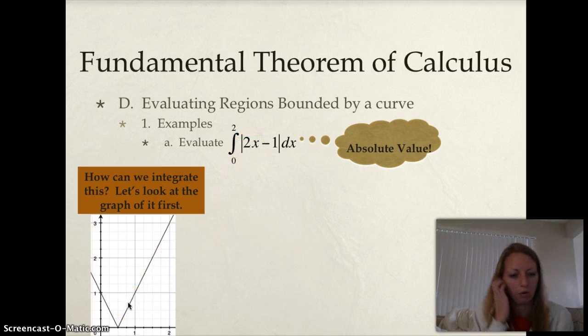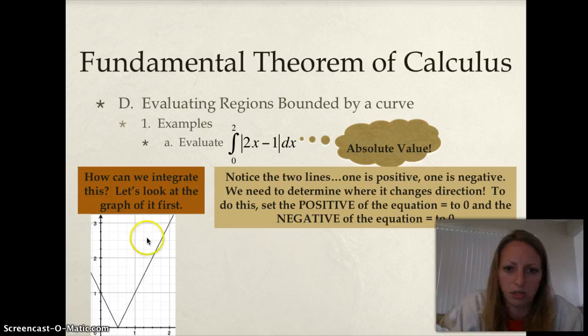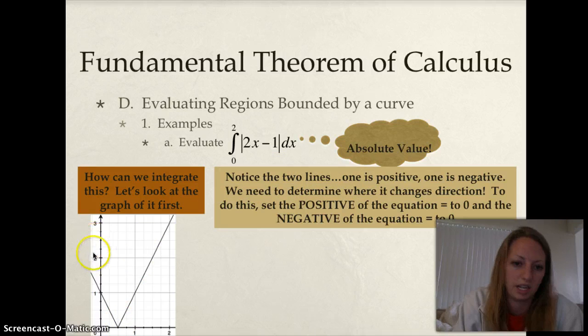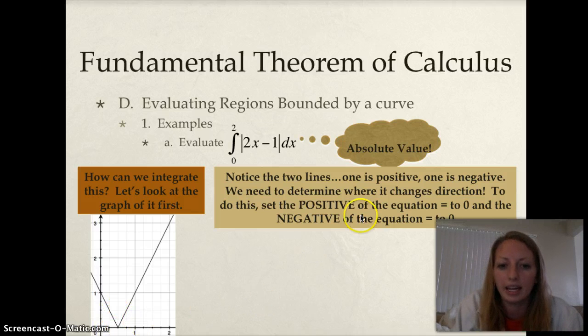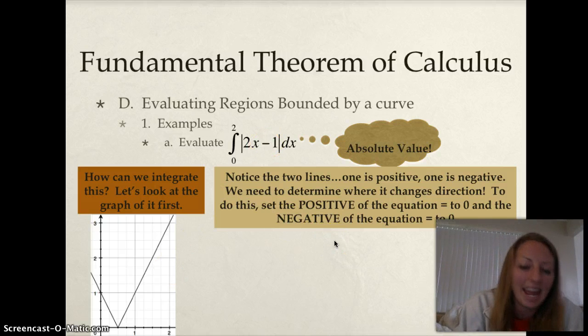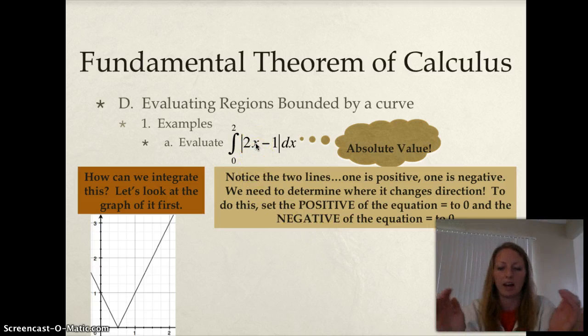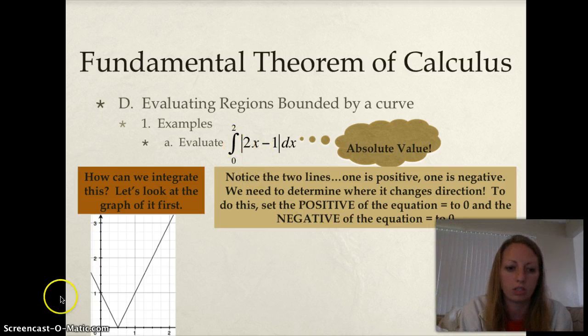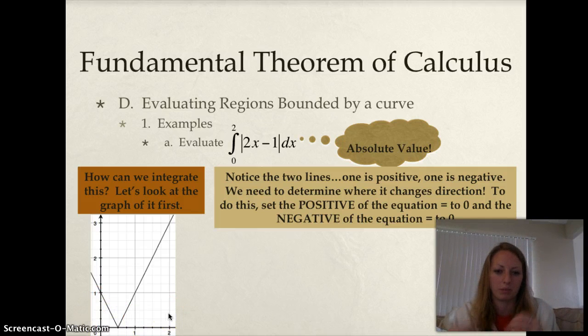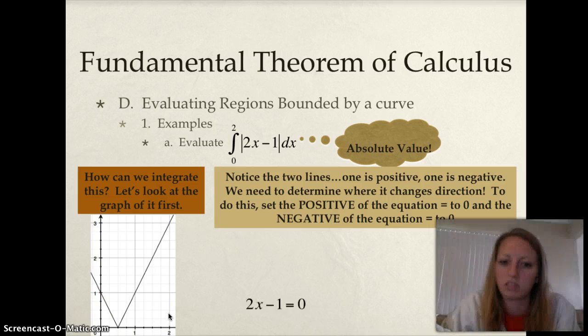So to figure that out, again, notice the two lines: one is positive right here, one is negative right here. We need to determine where it changes direction. At what point down here is it changing direction? We need to set the positive of the equation, so 2x minus 1, just the general equation, equal to 0, and then the negative of that equation. So we're going to negate that whole equation in order to determine where it's changing direction. We should get the same value, but then after we do that, we're going to have to break it up into two different integrals. So let's do the positive one first.